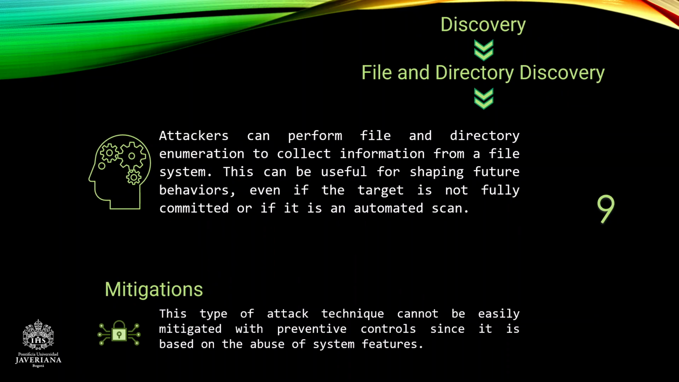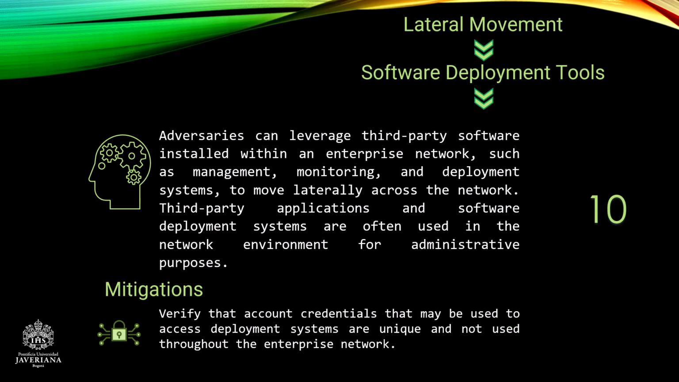Discovery. Attackers use various techniques to discover information about the network and systems they have compromised, including network mapping, system enumeration, and vulnerability scanning. Lateral movement. After gaining access to a system, attackers attempt to move laterally across the network to reach other systems and obtain sensitive information.